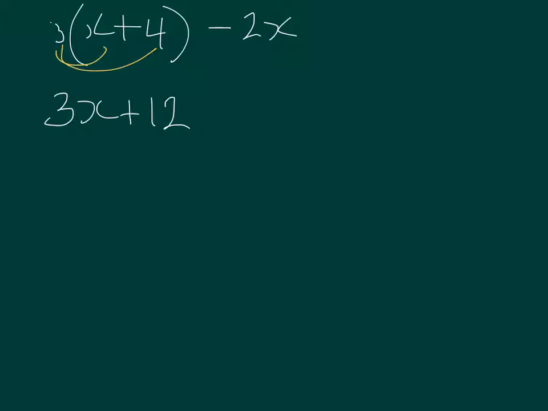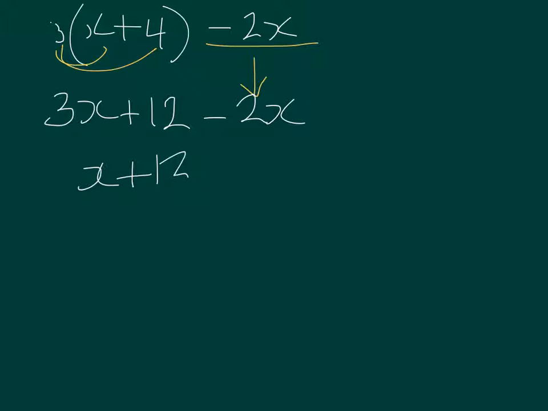And then this 2x out the back here, that's on its own. It's not part of the brackets. So what we do is we bring that down to this line of working, minus 2x. Now we collect our like terms. So we've got 3x here, and we've got negative 2x there. So 3x minus 2x is equal to x. Okay, and then we've got the plus 12, and so that would be the answer to that question there.